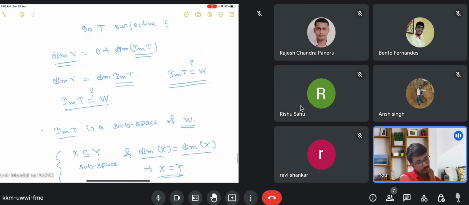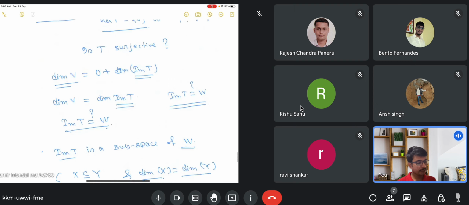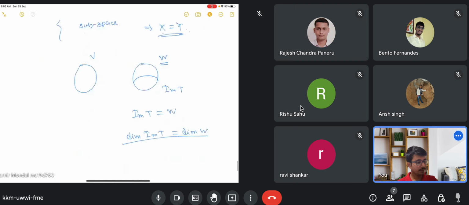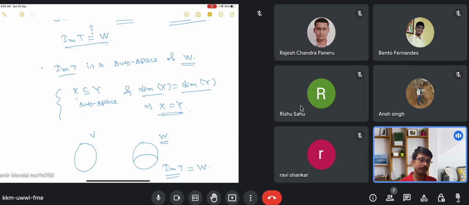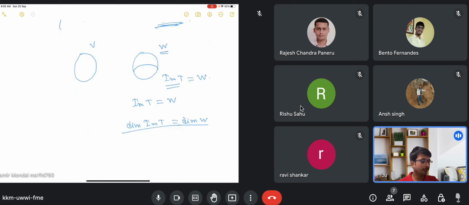Okay, so what do we need? For surjective, we need the image of T to equal W. Our statement is that if X is a subspace of Y, and both dimensions are the same, then it is forced that X and Y have to be the same. We already know that the image of T is a subspace of W, and we need these to be the same. That is, the image of T should be equal to W.